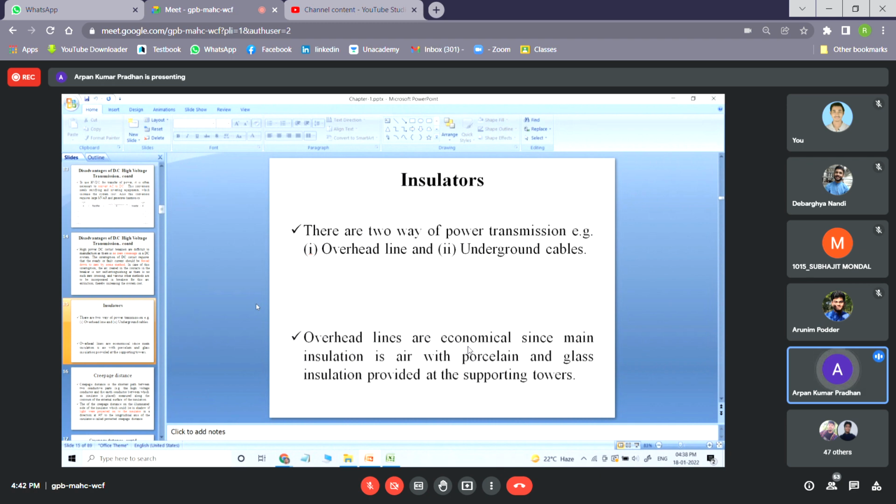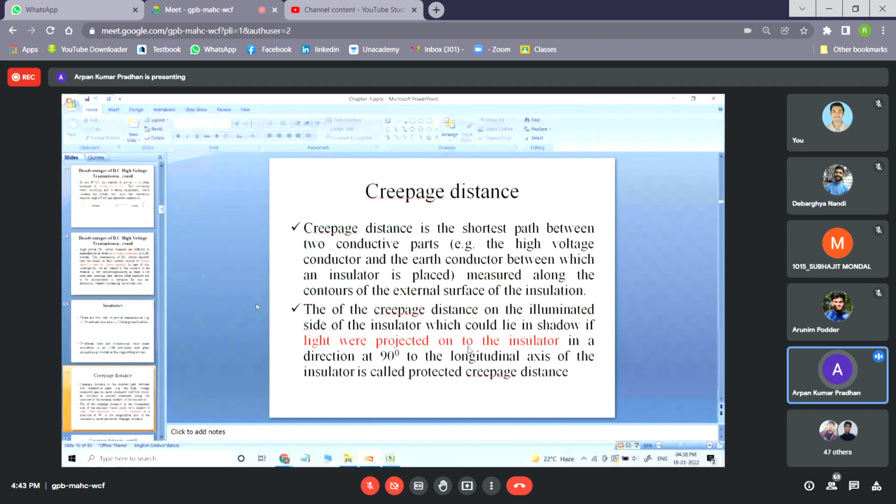The insulator can be porcelain type, glass type, or polymer type. So its material can be different, and the type of insulator is used based on the application. While we are discussing insulators, the most important thing is to calculate its creepage distance.